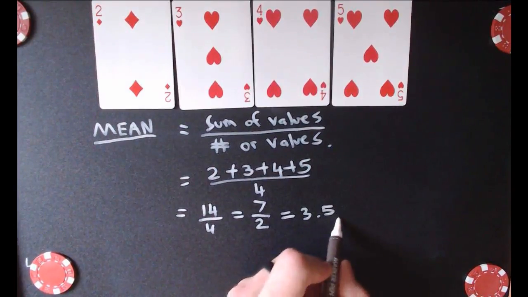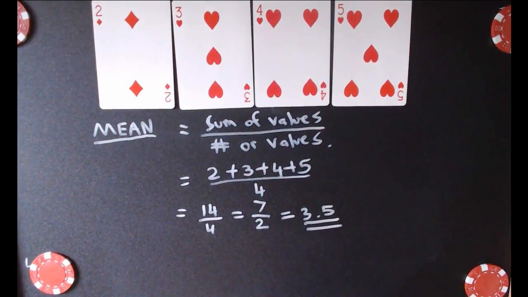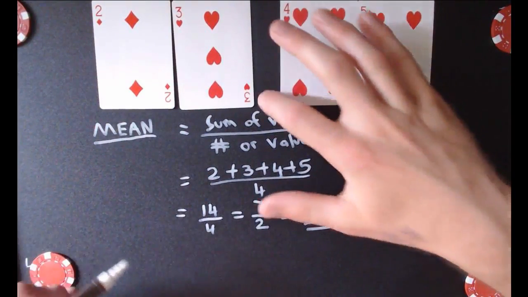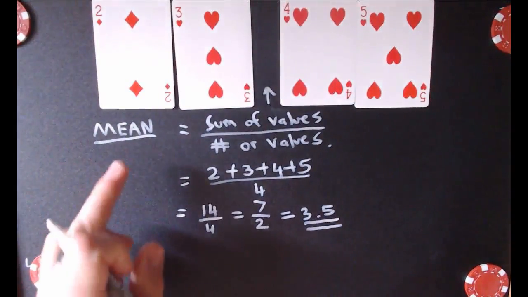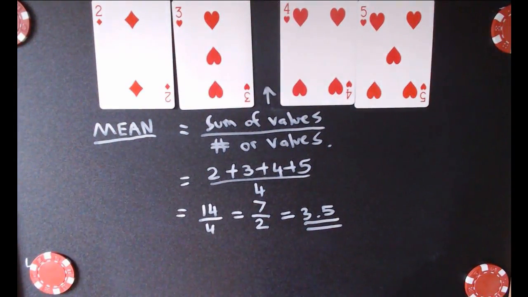So my mean is 3.5, which is right in the middle. In this case, the mean actually makes sense because it's right in the middle of 3 and 4. So if we've got ordered numerical data with no skips, the mean is actually a good value.